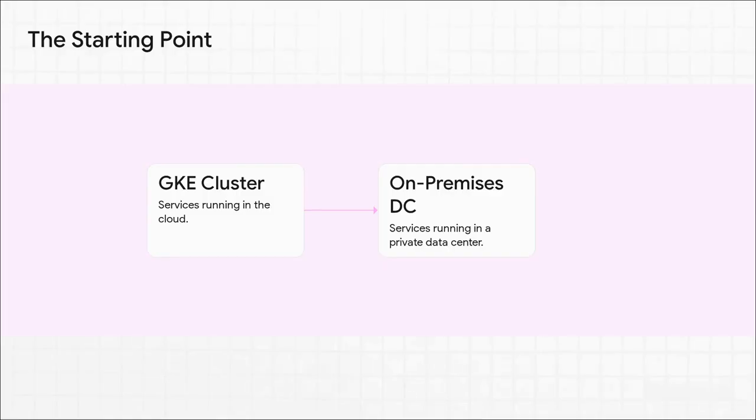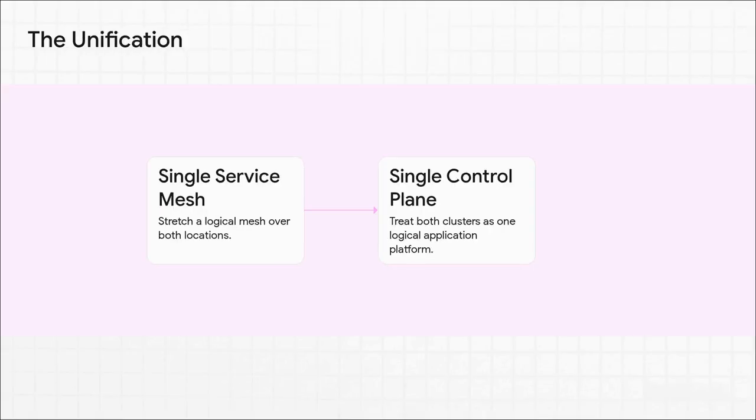First things first, let's map out our starting point. What do we have on the table? Well, we've got two totally separate environments. One is a GKE cluster humming along nicely in the cloud, and the other is our trusty on-premises data center. Right now, think of them as two separate islands in a big ocean. They don't even know the other one exists. Now, for the cool part. This is where the magic really starts to happen. We're going to stretch one single logical service mesh right over the top of both of these locations.